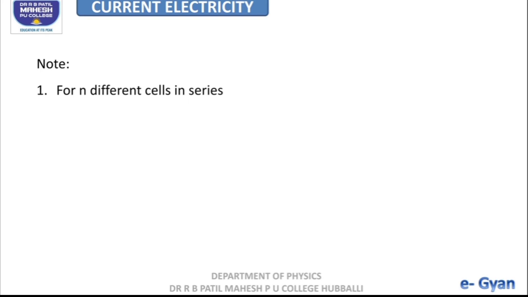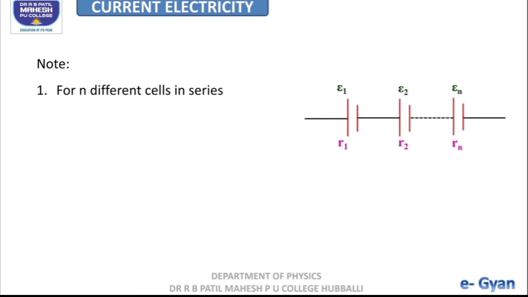Note, for n different cells in series, as shown by this diagram, all cells are different, of different EMF, then equivalent EMF is given by E equivalent is equal to E1 plus E2 plus and so on up to En, and internal resistance R equivalent is equal to R1 plus R2 plus and so on up to Rn.